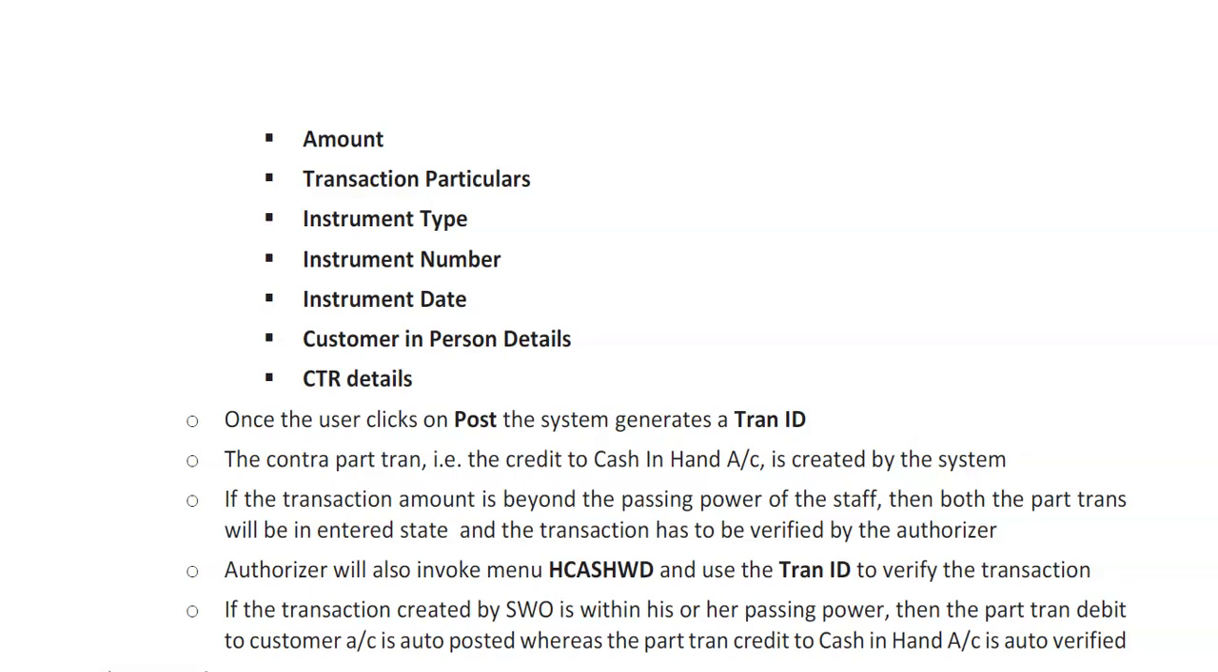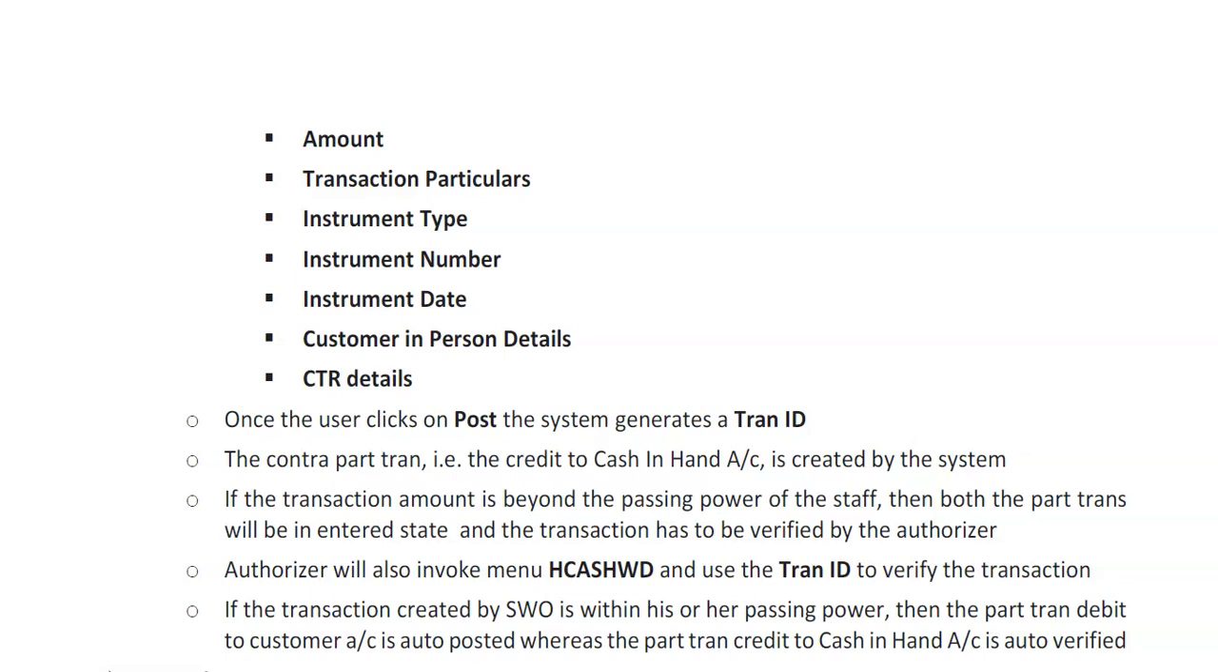Then enter the amount and transaction particulars. For instrument type, if it is a check, we choose CHQ, then type the check number. The instrument date by default will populate today's date; in case it is a prior date, we have to change that. Then customer in person details: suppose a third party has come on behalf of a current account holder, or the manager has come, or self has come. Then CTR details, cash transaction details.